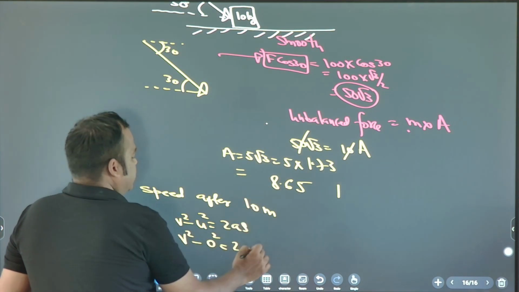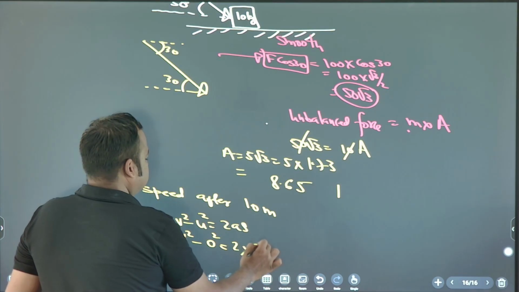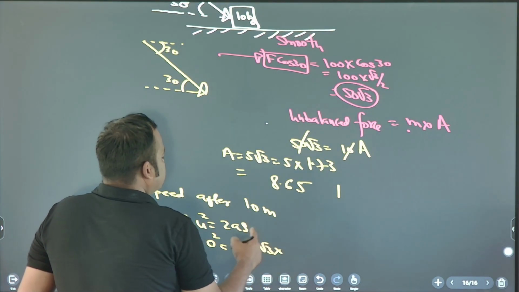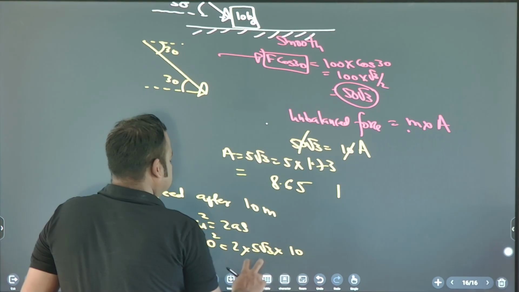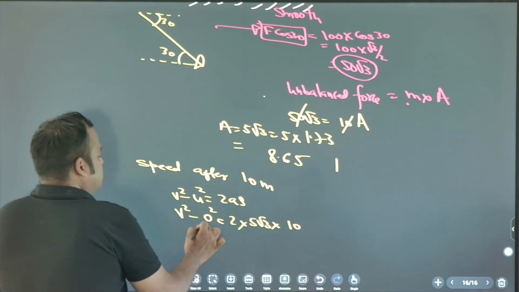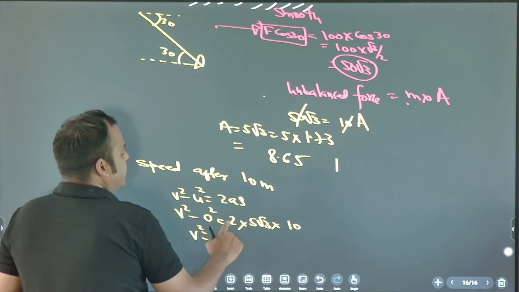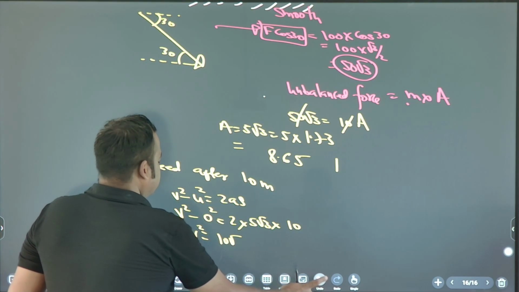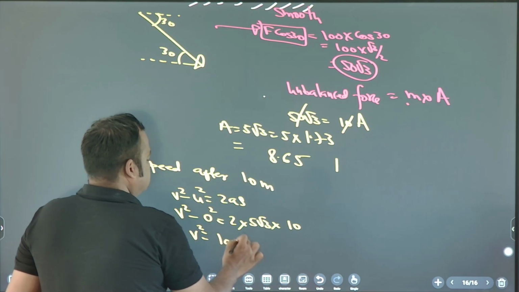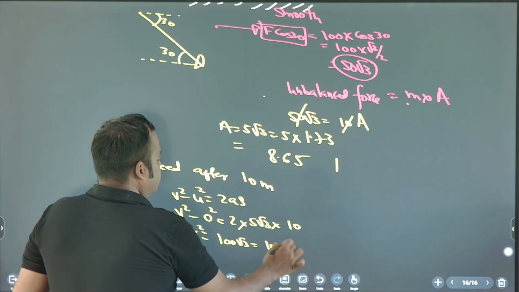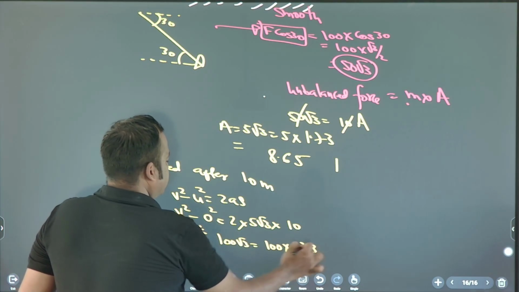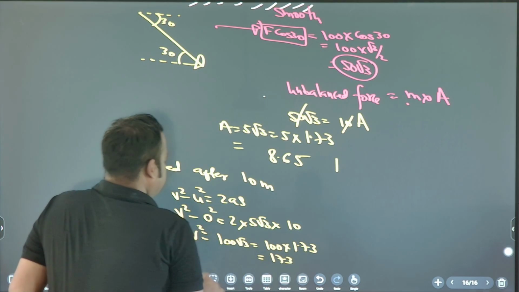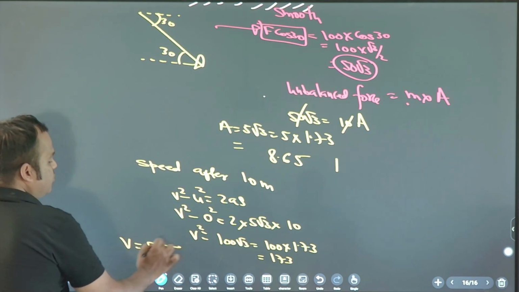A is 5 root 3 into distance 10 meter. So V square is 5 into 2 is 10, 10 into 10 is 100. So 100 root 3, means 100 into 1.73, so 173. So V is the square root of 173.